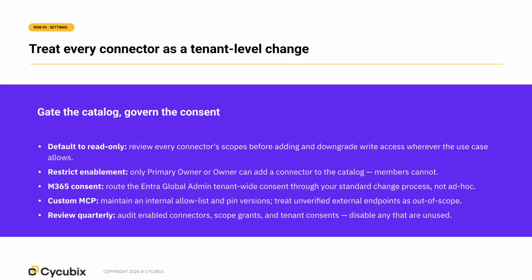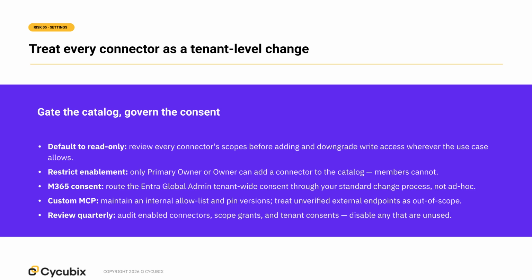5 controls to make the connector surface defensible. 1. Default every connector to read-only. Review scopes before adding, and downgrade write access wherever you can. 2. Restrict who can add to the catalog. Only primary owner or owner, never members. 3. For Microsoft 365 specifically, route the Entra Global Admin tenant-wide consent through your standard change board. Same review you'd do for any other M365 app.